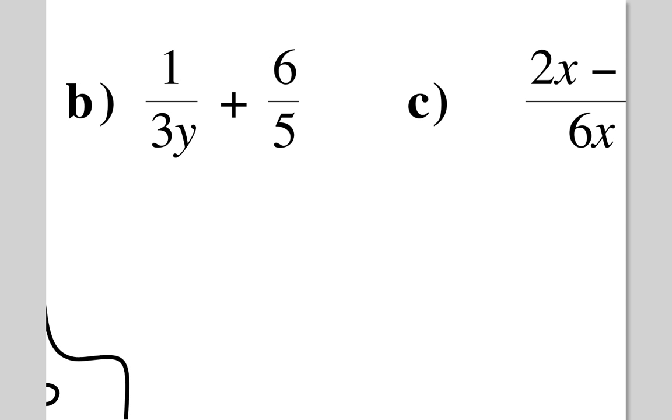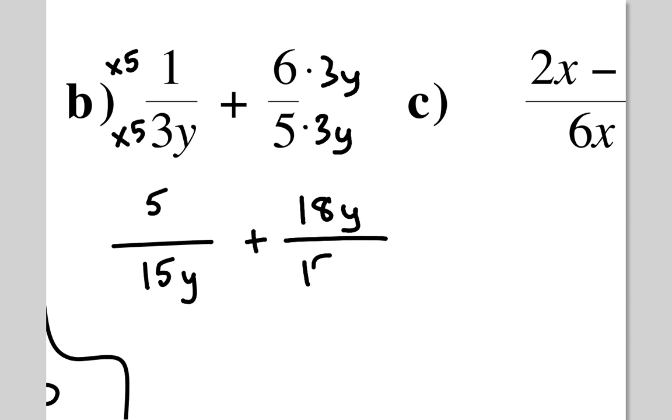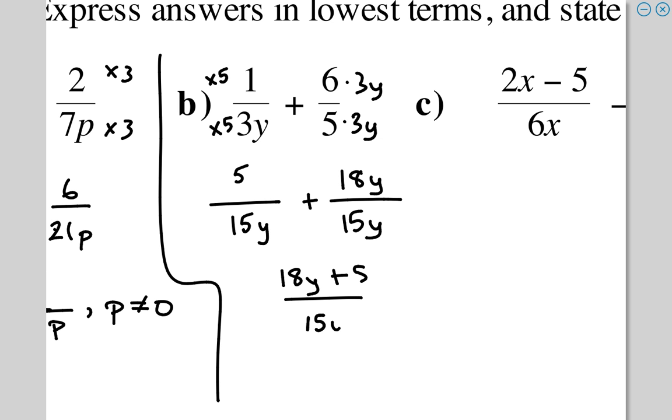Okay, so we're going to times this by 5, we're going to times this by 5. So then, what will it be over here? 5 over 15y. So what do we need to put here and here? 3y, good. So what do you have there? 18y over 15y. They have the same bottom, so we can combine the tops. 18y plus 5 all over 15y. Are we done?